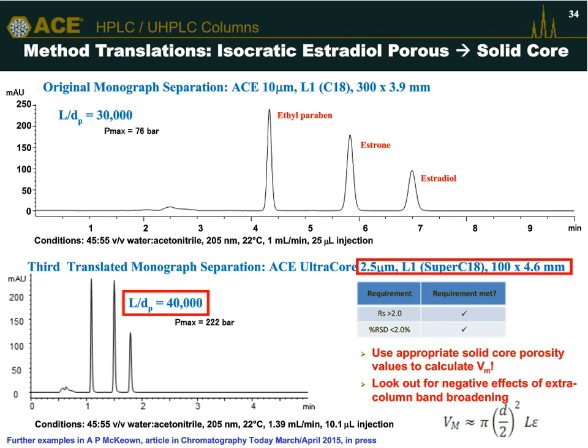And of course, as I said at the beginning, it's really important that we look at the negative effects of extra column band broadening on our chromatography. When you're using small columns with small dimensions on systems that have a larger dwell volume or a larger extra column volume, then there can be negative effects due to band broadening.